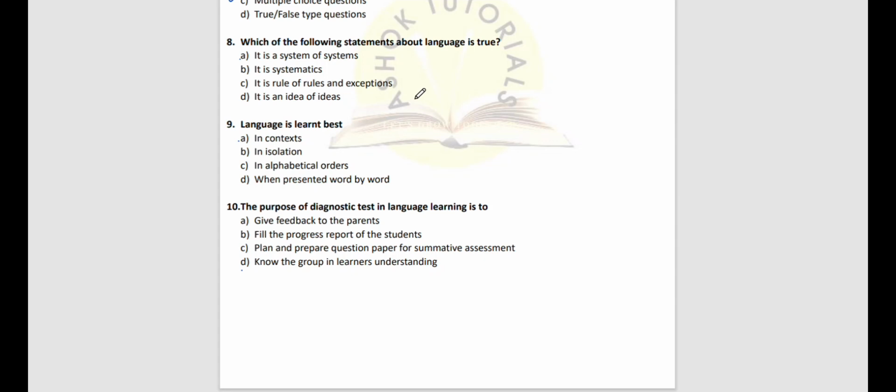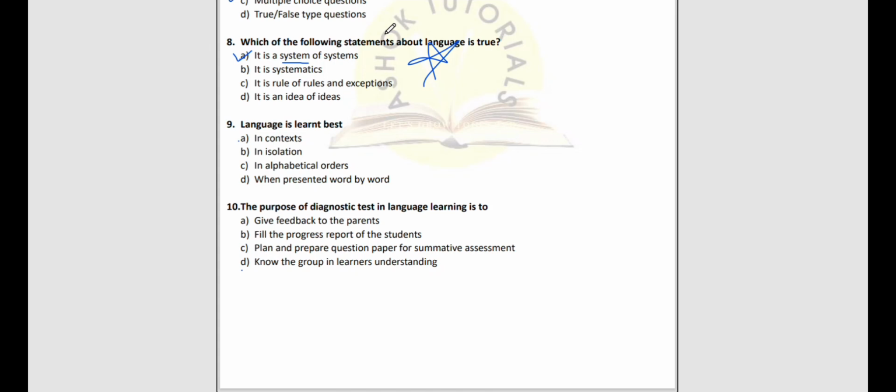So which of the following statements about language is true? The correct answer here is option A, that is, it is a system of systems. It is a system of systems. This is an important question. Please remember this.